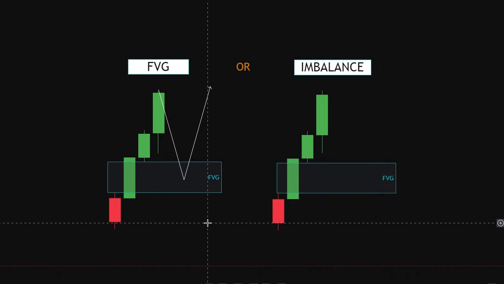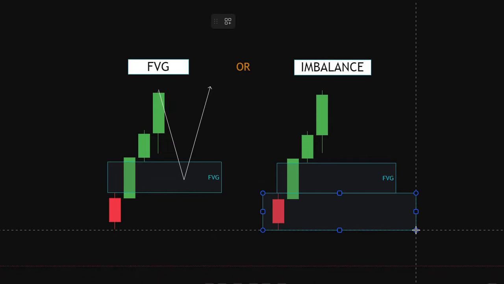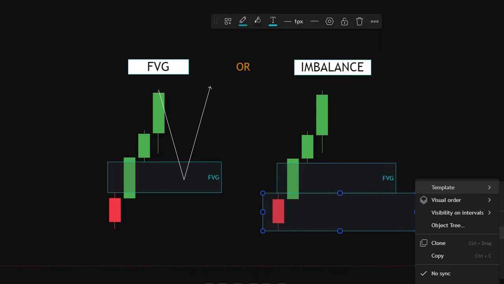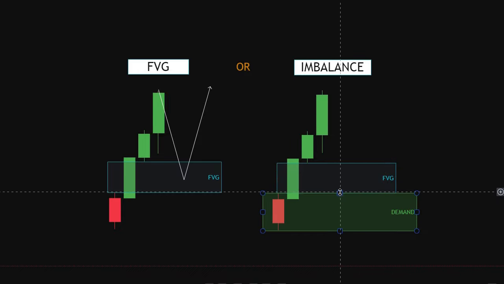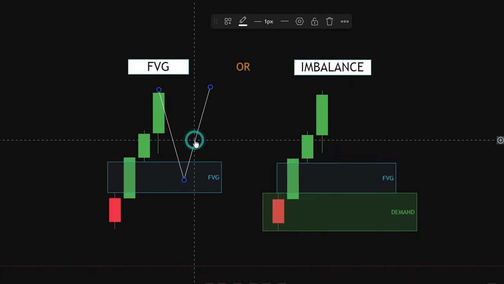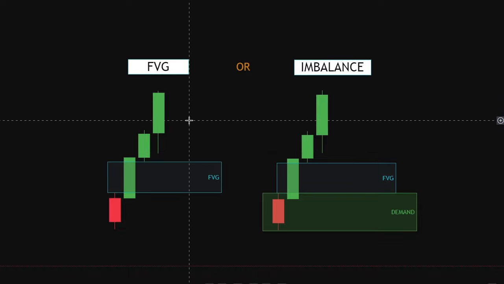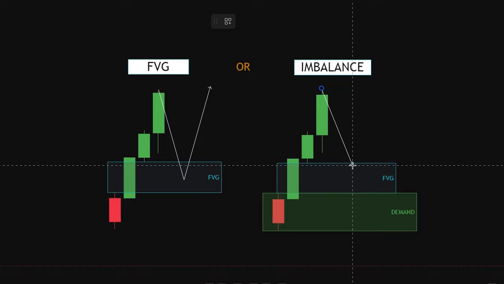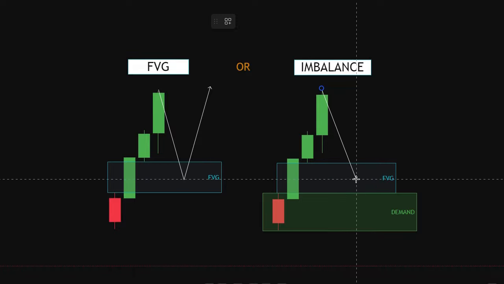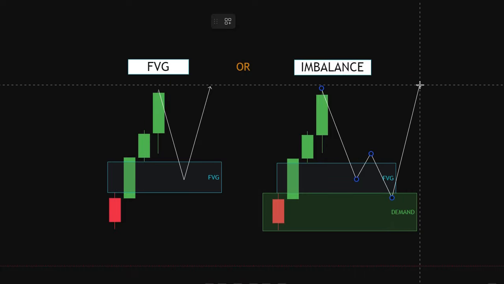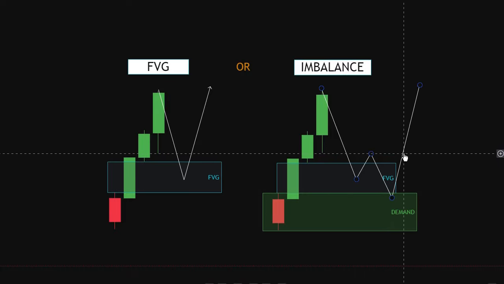And the imbalance trader mostly enters here. This is the last candle which is produced at the FVG. So the last candle before the FVG is mostly what the imbalance trader treats as a demand zone. Why should we do that? If you enter here as an imbalance trader, you can mostly see a reaction from this FVG, then a tap into the demand zone, and then we target the high. This is how FVG and imbalance mostly work.